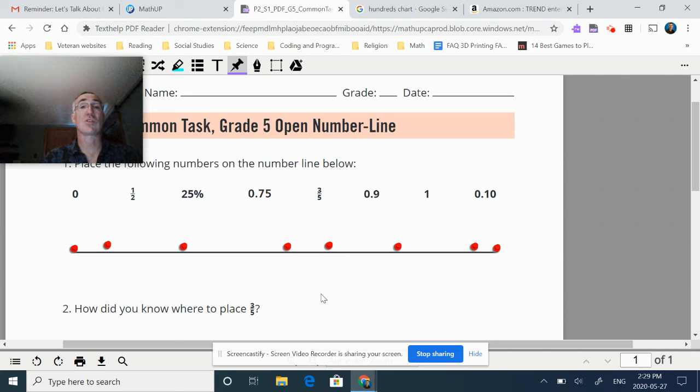I hope that helps you in terms of multiplicative reasoning and how we apply that from a MathUp standpoint. Thank you.